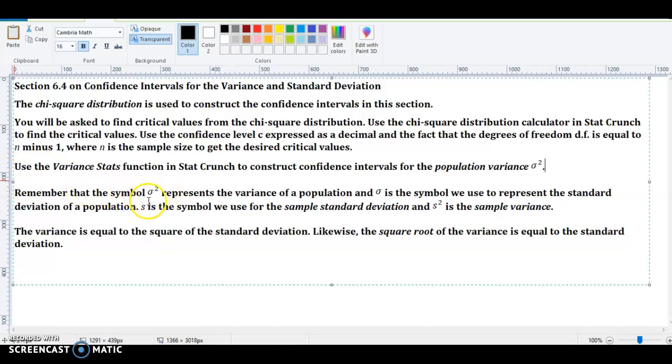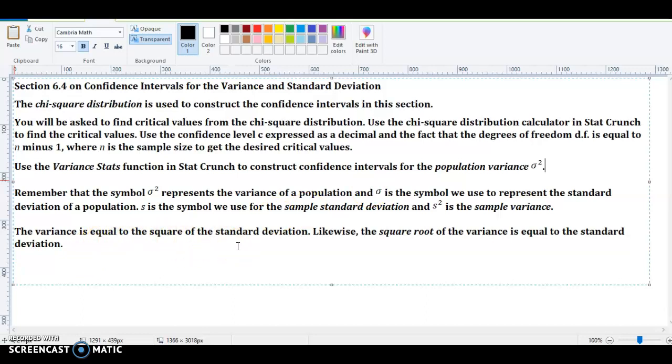Remember that the symbol is sigma squared. This is the Greek letter sigma. It looks like an O with a tail on the top of it. The symbol sigma squared represents the variance of a population, and sigma without the exponent of 2 is the symbol we use to represent the standard deviation of a population. Likewise, S is the symbol for the sample standard deviation, and S squared is the sample variance. Notice that the variance, for either a sample or a population, has an exponent of 2, and the standard deviation does not. So the variance is equal to the square of the standard deviation.